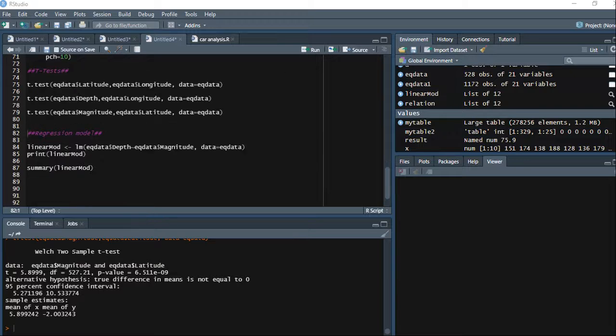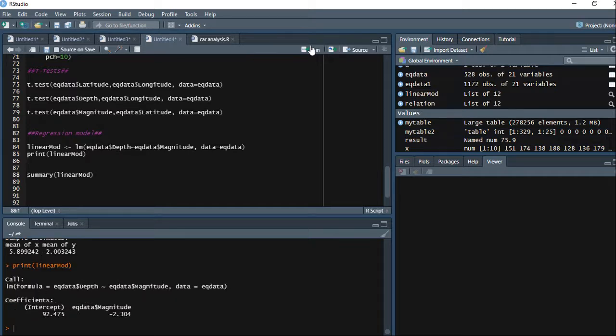Moving on, the next is a regression model. I have created a regression model between depth and magnitude. This basically builds a linear regression model on the full data. Let's have a look at that. Here it is. The coefficients are the intercept and the magnitude. The intercept is 92.475, and the magnitude coefficient we are getting is minus 2.304. Let's have a look at the summary also.